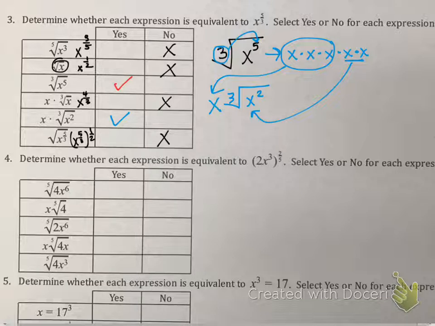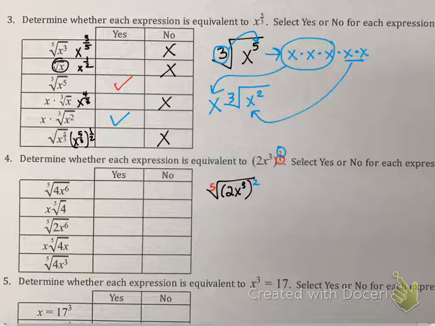For number 4, I also need to convert this into radical form. So since I have 2x cubed inside, and it's in parentheses, I'm going to leave it. And now if I look right here at my root, I'm going to write that as the root in radical form. And then 2 up on top. I'm just going to rewrite this here.